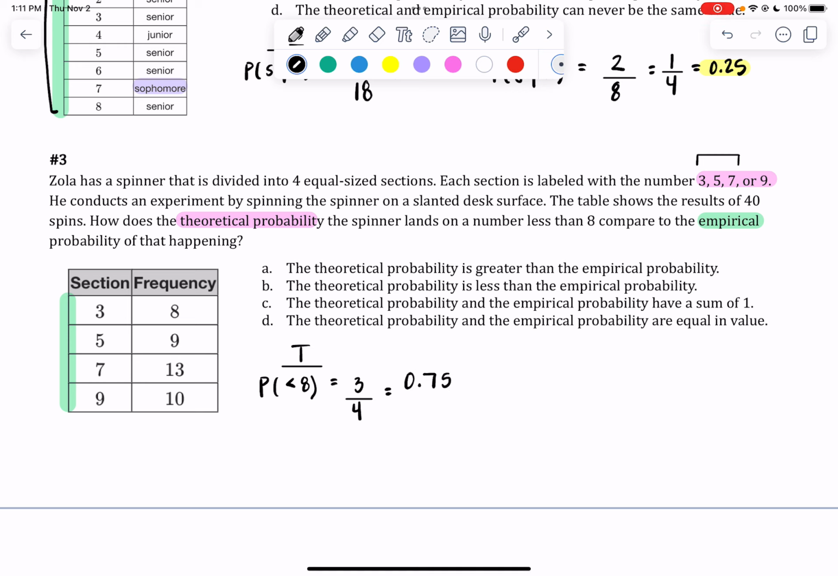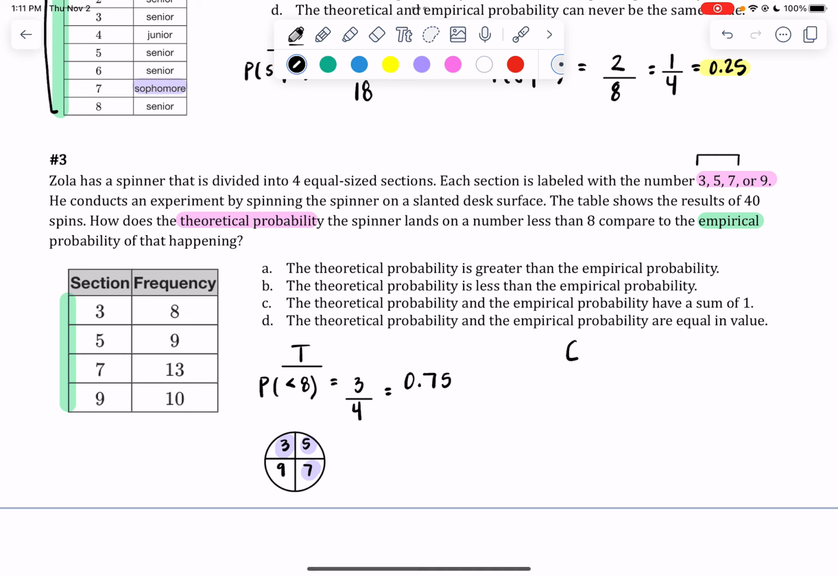And if it's hard to tell just from the list, like I said, draw yourself a picture. So it says it's a spinner. It has 4 equal sized sections, and one is a 3, one is a 5, one is a 7, and one is a 9. And we're trying to find, like I said, the probability that it lands on a number that's less than 8. So it could be 3, 5, or 7. And so that means the favorable outcomes, there's 3 of them, out of the total amount of outcomes on the spinner, there's 4 of them. So 3 out of 4.